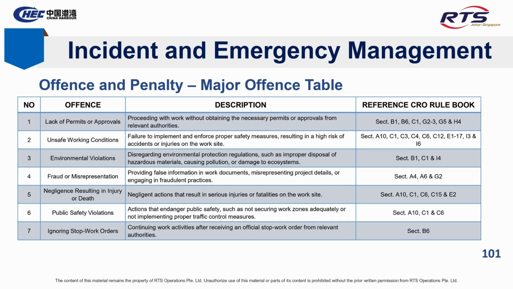Slide 101. Incident and emergency management, major offense table. This table highlights major offenses within CRO areas. These include conducting work without required permits, unsafe working conditions that endanger lives, and violations of environmental laws. Other serious breaches are fraud, negligence resulting in injury or death, compromising public safety, and ignoring official stop work orders. Each offense carries significant implications and is governed by the CRO rulebook, references indicated.